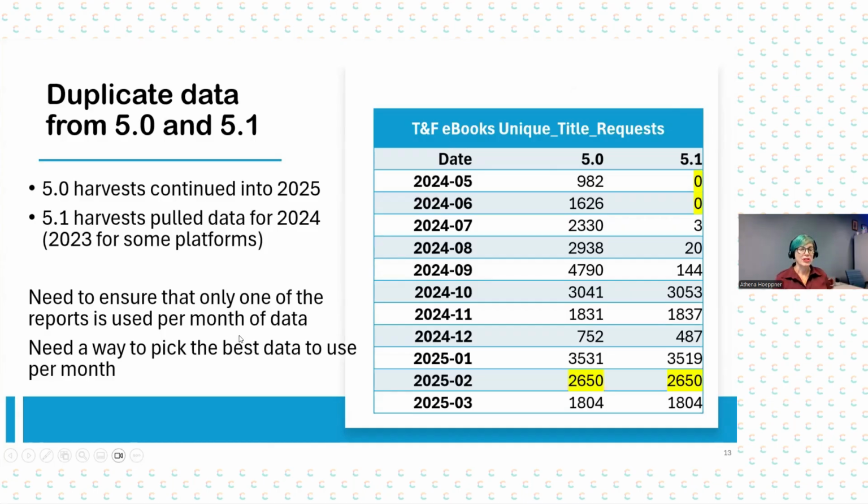So you need to ensure that when you're making your final reports for a time period that covers both 5.0 and 5.1, that you're picking the best data to use and you're not using or summing both of them, because then you'd end up with about twice as much usage as was really generated by your users.